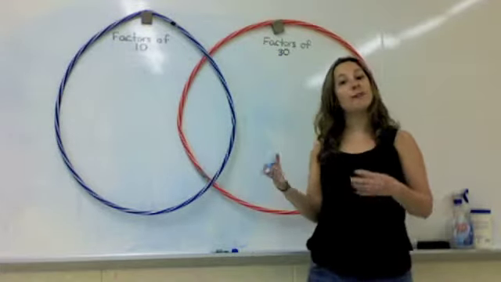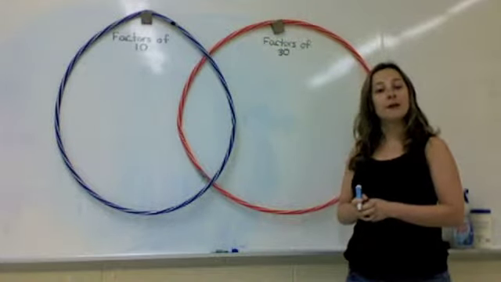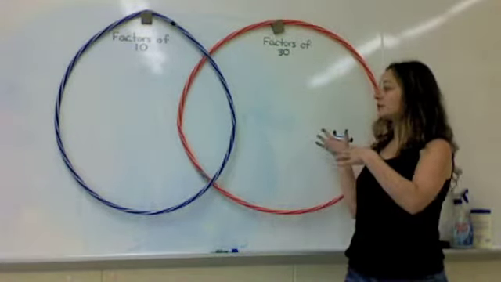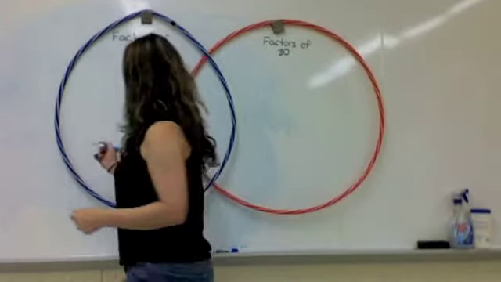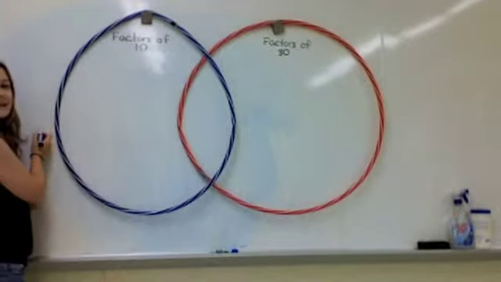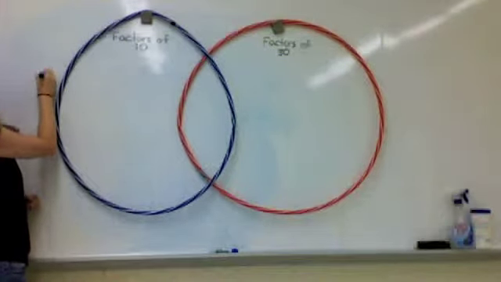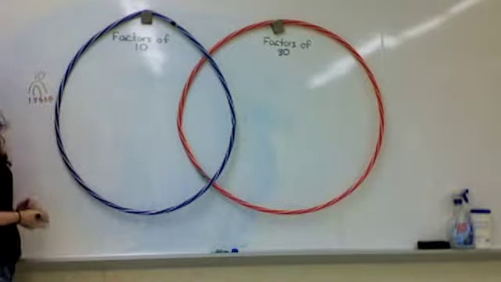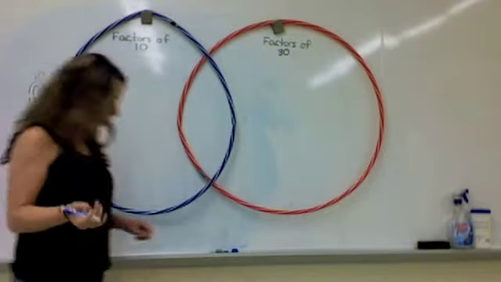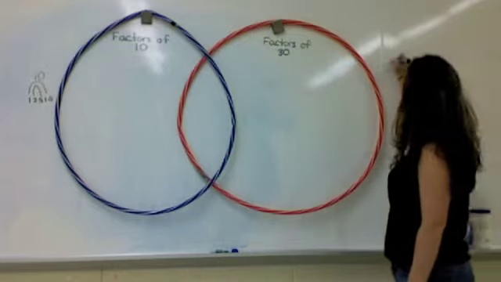In order to really fill out our Venn diagram, what we're going to need to do right now is come up with the factors of 10 and the factors of 30 so we know what we're working with. So over here, I'm going to list the factors of 10. And if I do a quick factor rainbow, we can see I have 1 and 10 and 2 and 5.